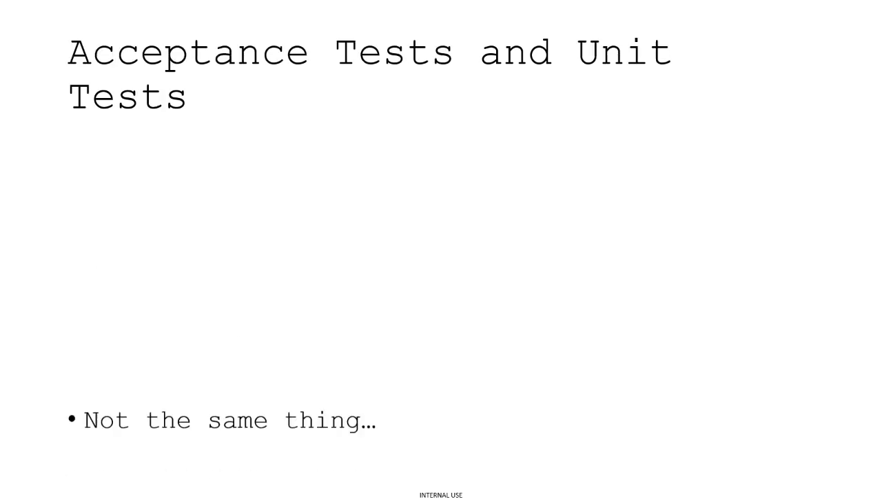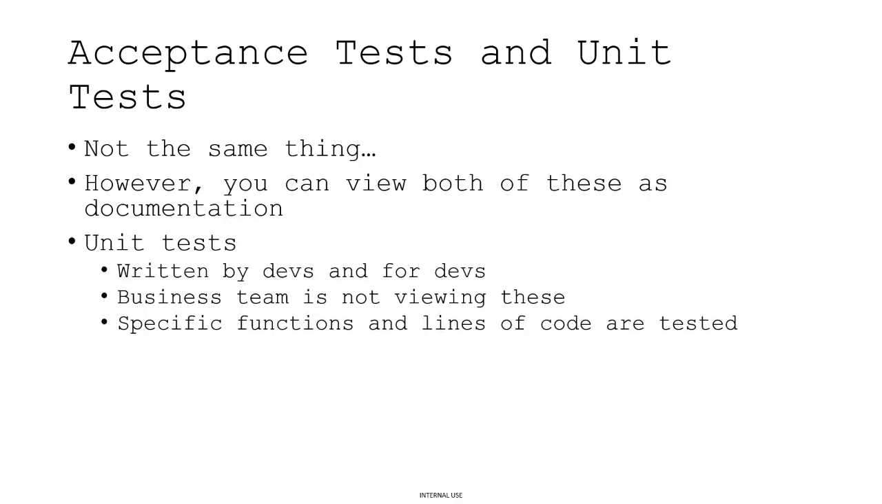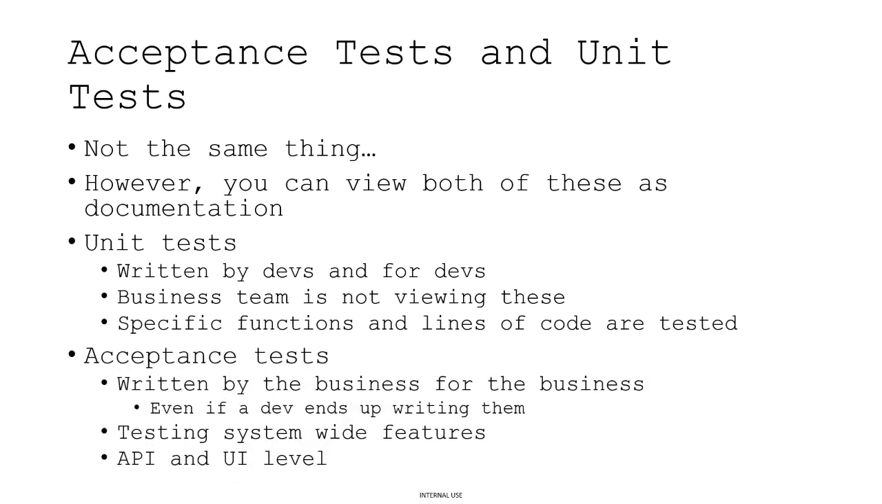Acceptance tests and unit tests is kind of what I alluded to earlier. They are not the same thing. However, you can view both of them as documentation on how your app works, but they serve different purposes. So unit tests are written by devs for devs. They're specific tests that test specific functions and lines of code.